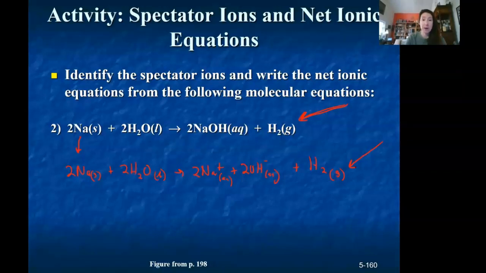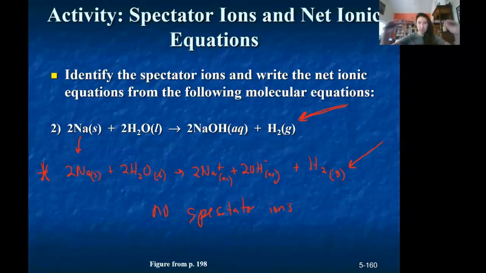And the question is, what are the spectator ions? There are none. There are no spectator ions, right? So if you get a question like this and you're like, oh, I must have done something wrong, not necessarily, right? You've not necessarily done something wrong. There are these cases where you break your molecular apart, this is your complete and your net ionic equation, and there are no spectators.